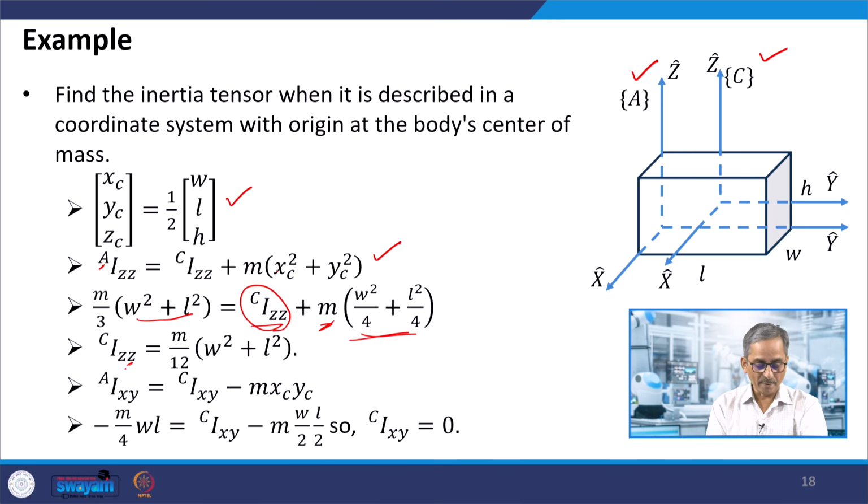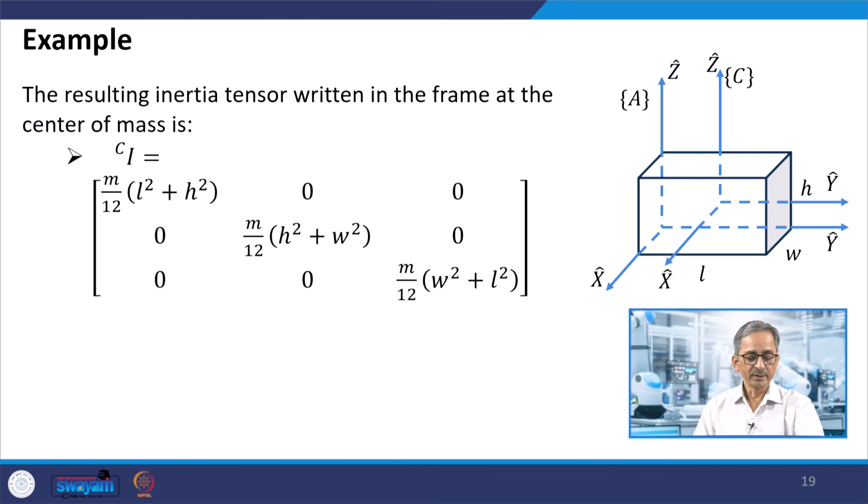Okay. So, from here I get this value m by 12 w square plus l square. Likewise, I can write this for this equation. And here this value is minus m by 4 WL, this I have to evaluate, and this is m, I can write xc yc value as this one. So, we see that this term is 0. Okay. So, the resulting inertia tensor matrix is this one.